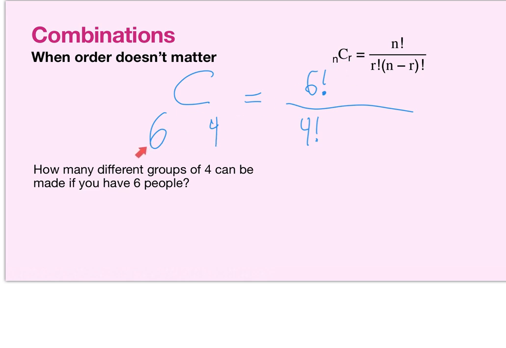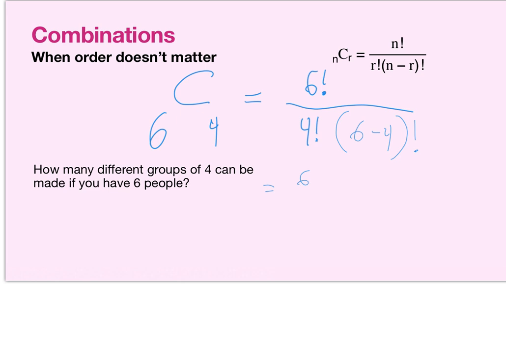It's always going to be either this number and a smaller number or the same number. You can never have the second number larger, because think about it: if I have 6 people, how many groups of 8 can I make? I can't make any groups of 8. All right, so then inside parentheses, I have n minus r, or 6 minus 4, factorial.